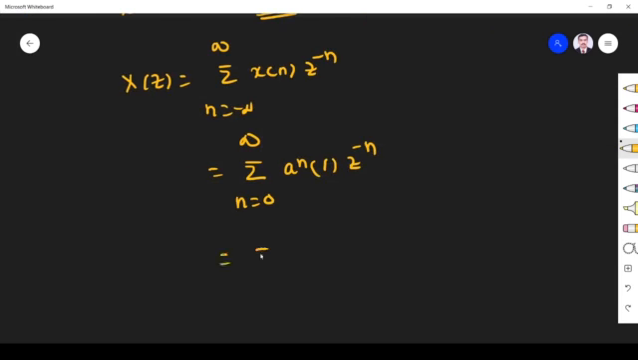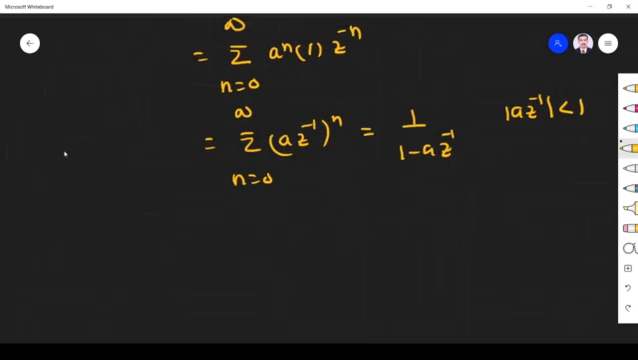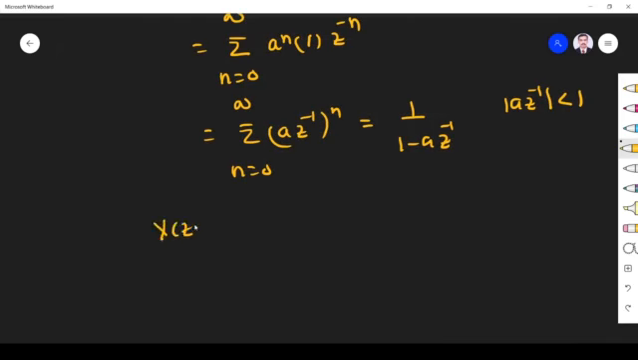So you do some manipulation: a z inverse whole power n. I take n commonly outside, so again it is the a^n formula. Summation n from 0 to infinity of (a z inverse)^n is 1 by 1 minus a z inverse. And what is the ROC? a z inverse must be less than 1, the condition I told in the previous problem. So X of z is equal to 1 by 1 minus a by z, that is equal to z by z minus a. Here I write the condition as a by z less than 1.